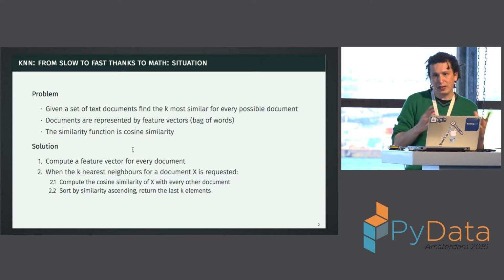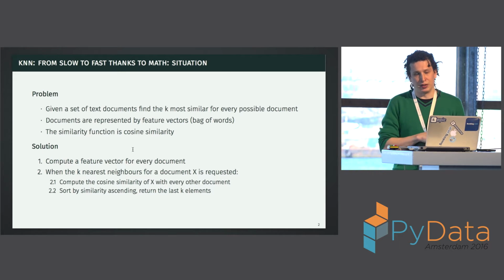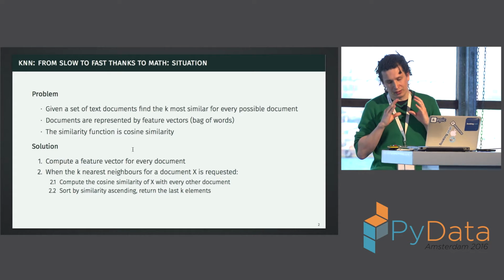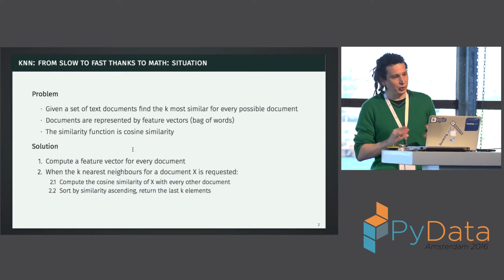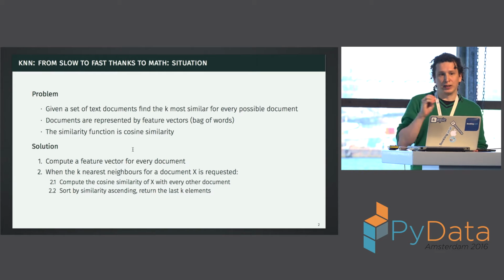Now, of course, there are many similarity functions that you can use, but usually cosine similarity is a very good choice. And it's very important to note that the choice of the similarity function has to be done with respect to the data and not to any other aspect. So if you want to use cosine similarity, how do you solve this problem?